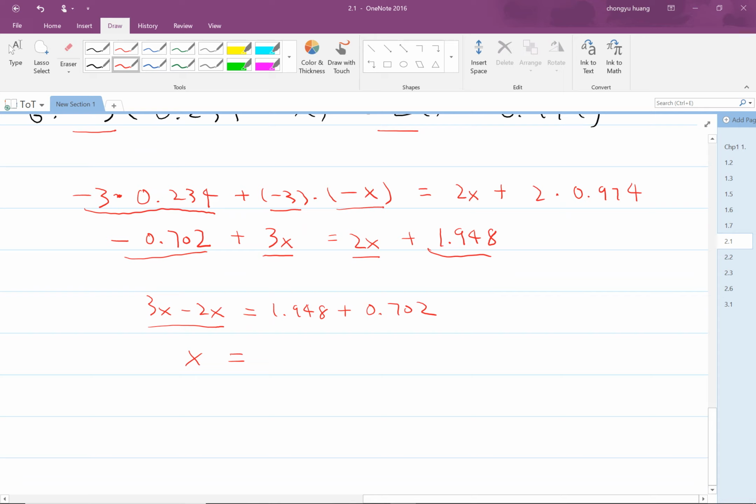And then it's just some addition, right? So 1.948 plus 0.702, right? And then you get the solution as 2.65, right? So maybe you pause the video and do the calculation by yourself, trying to calculate 1.948 plus 0.702, right? And then you find the answer is actually 2.65, right?